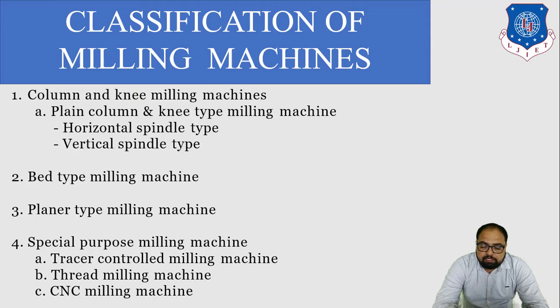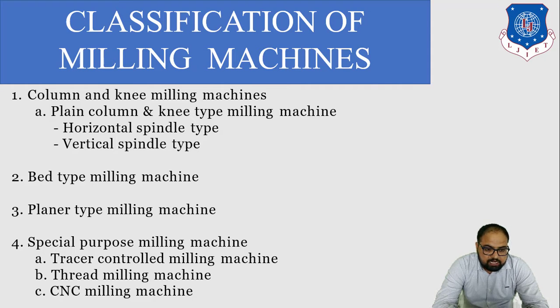Various types of milling machine are there. First is the column and knee type milling machine. In the column and knee type, there are two types of milling machine, the horizontal spindle type and the vertical spindle type. These horizontal and vertical milling machines are classified under plain column and knee type milling machines.